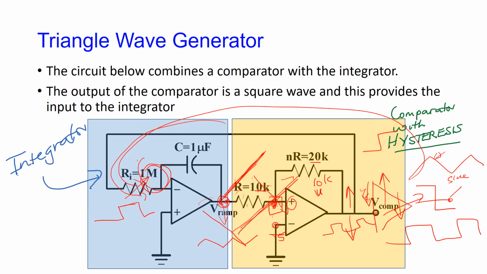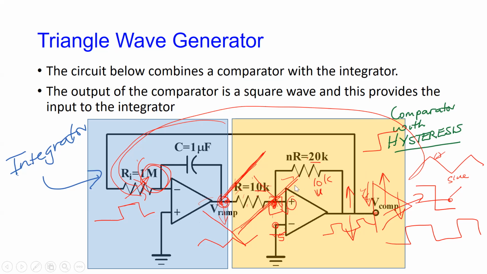So as we're on this page, just one quick question. The R and nR, those resistors, are they just dealing with the gain? This one? Yeah, this is a particular type of circuit called a comparator with hysteresis.